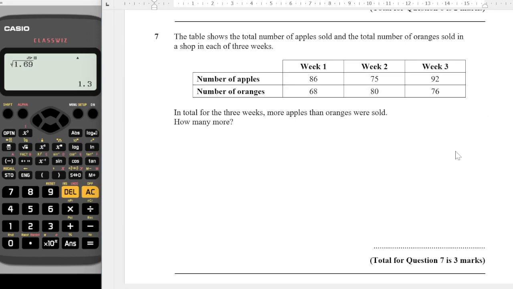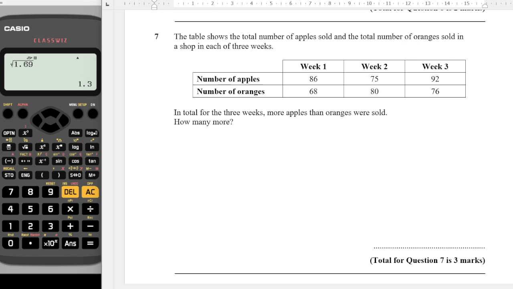Question 7. The table shows the total number of apples sold and the total number of oranges sold in a shop in each of 3 weeks. So we've got week 1, 2, 3. Total for the 3 weeks, in the total, more apples are sold than oranges.